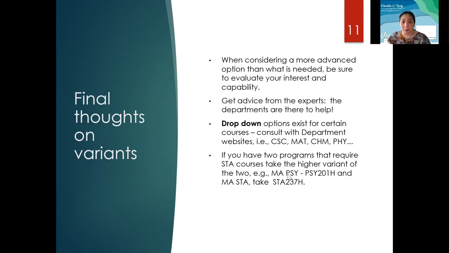Now, if you have two programs that require stat courses, then it's important that you plan carefully and take the higher variant of the two, so that both departments will be able to accept. So how would you know that? Then you might have to consult with the department or talk to us, and we can let you know which variant will be the right one for you. For example, if you were to do economics a major and economics a major in stats, it's important that you take the right combination, that it would be acceptable to both. In this case, I also have psychology as an example, and then of course you would take the math higher variant, which is the stat 237.